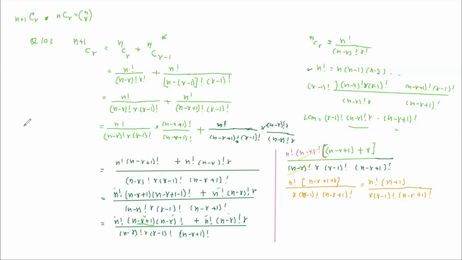Now we have simplified this one already. This is the right hand side, so we have worked on the right hand side. Now we come back to the left hand side. We work on the left hand side. See, they are equal or not.